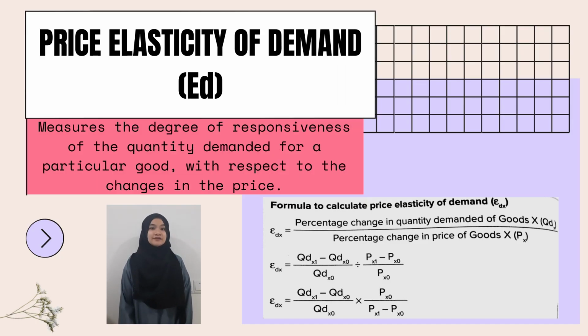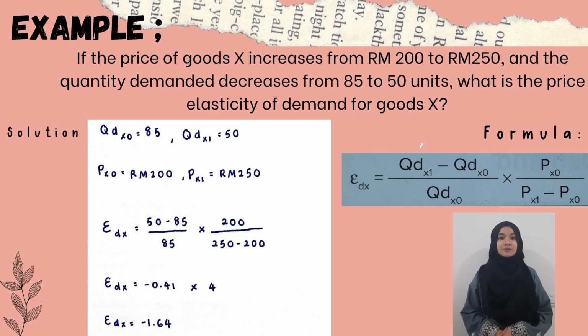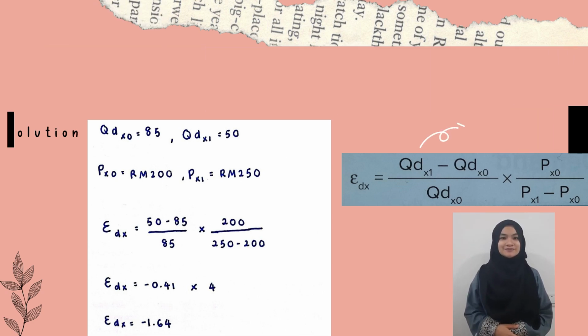Price elasticity of demand measures the degree of responsiveness of the quantity demanded for a particular good with respect to changes in the price. What about the formula? As you can see from the diagram shown, the formula for PED, price elasticity of demand, is percentage change in quantity demanded over percentage change in price. This is an example question where we can use the formula, and this is the solution that we get.